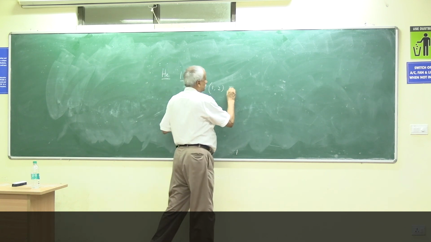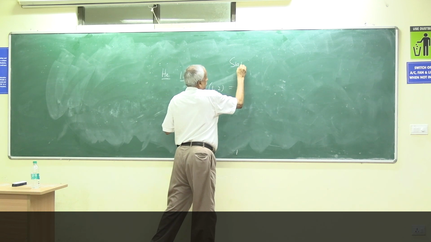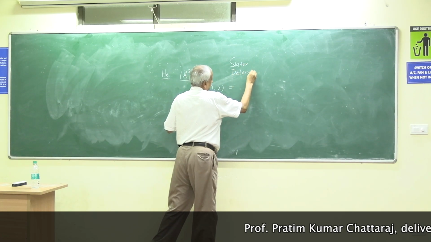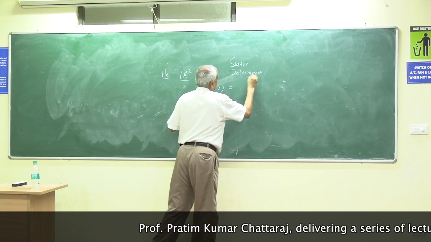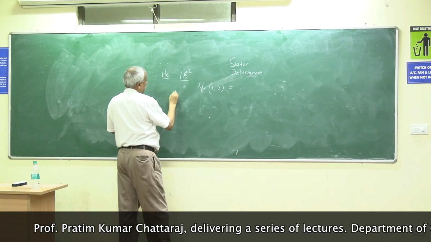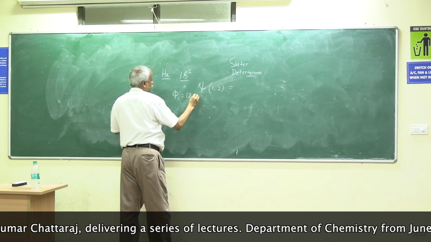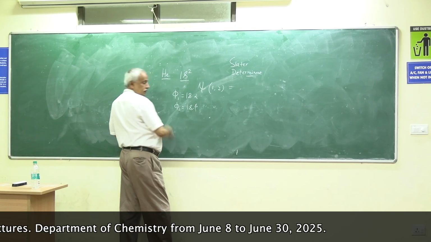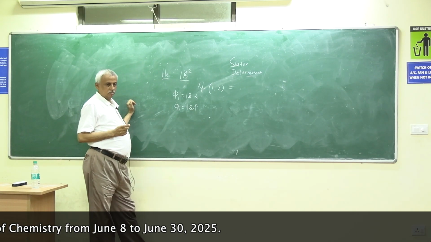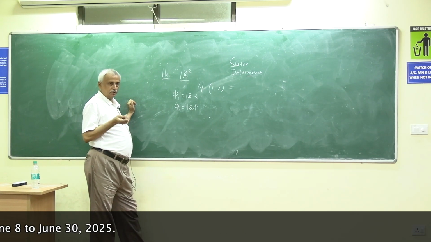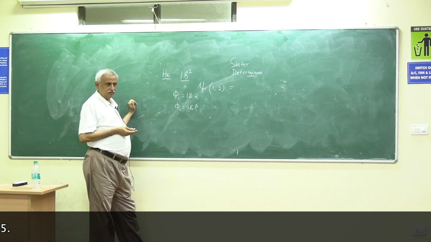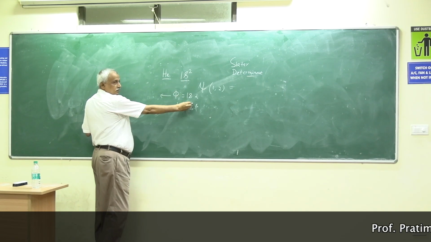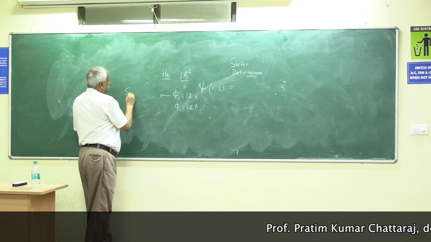This one was first shown by Slater, and we call this the Slater determinant. Slater has shown that you write phi 1 as 1s into alpha, phi 2 as 1s into beta, because those two electrons, according to the Pauli principle, cannot both be alpha or both be beta, so one alpha, one beta. So these are called spin orbitals. These are orbitals multiplied by spin function. They are called spin orbitals.